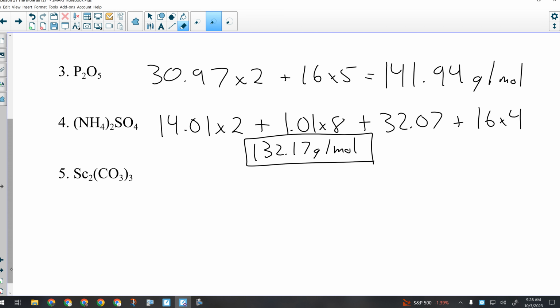44.96. Okay, times 2. So there's my 2 scandiums. Okay, plus how many carbons? 3. Okay, because there's 1 carbon in carbonate, but there are 3 carbonates. So 12.01 times 3. Okay, and there are how many oxygen? 9. Yeah, 3 times 3. And so 16 times 9.